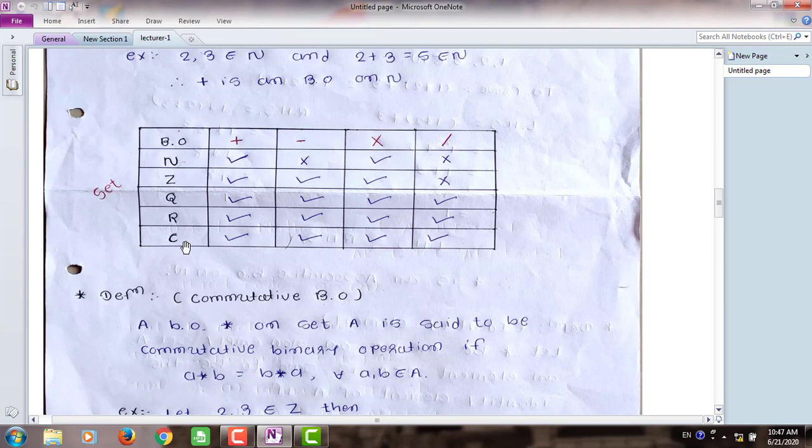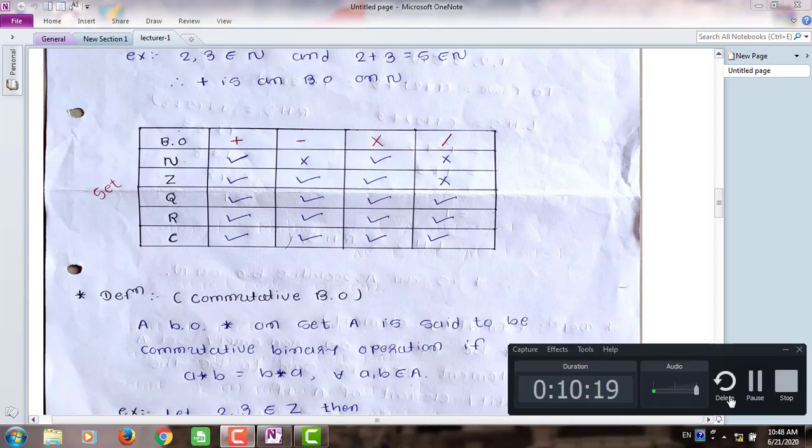The next set is the set of complex numbers, C. Is addition a binary operation on C? Yes. Take two elements from C, apply the binary operation, and the answer is also a complex number. So addition is a binary operation on C. Also subtraction is a binary operation on C. Multiplication is also a binary operation on C. And division is also a binary operation on complex numbers C.